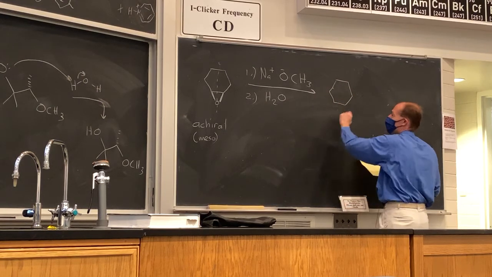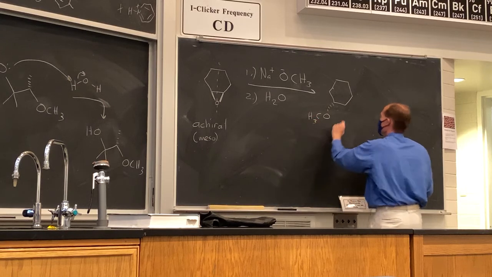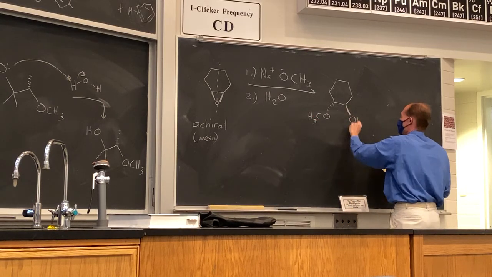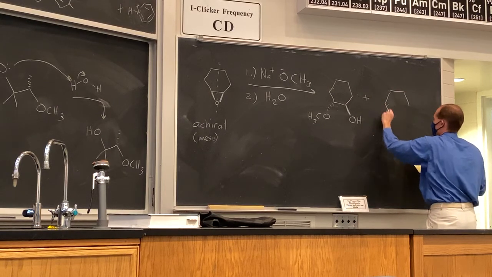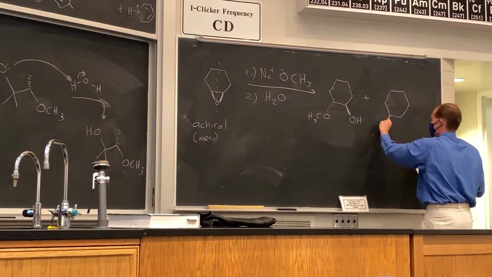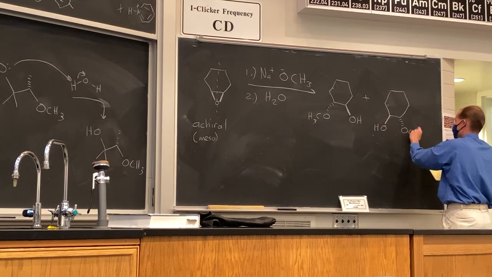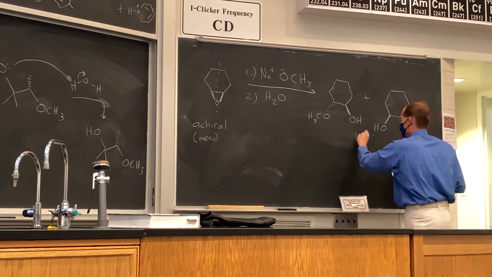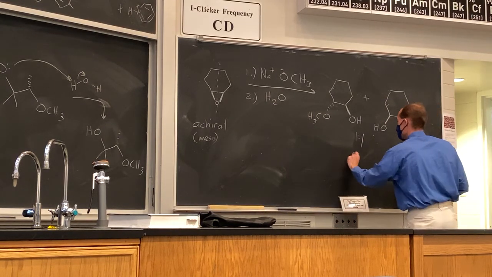So what we're going to end up with is a one-to-one mixture of the product where our nucleophile attacked from the left and where it attacked from the right. Okay. Is the product chiral? Yeah, but it's going to be racemic.